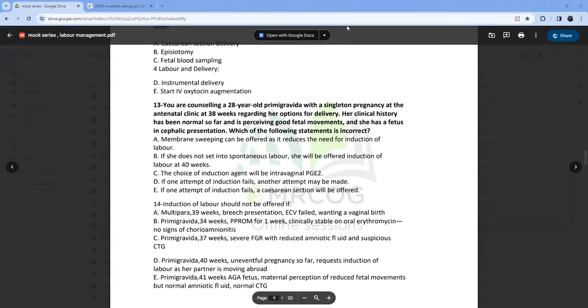Okay, so it's not for you in this part two exam to choose induction of labor for breech cases. But a consultant might have an agreement with a woman for that. But, okay, this is not the case now. C is absolutely not acceptable because of the suspicious CTG with the severe FGR and reduced amniotic fluid. Okay, so this will be the answer.